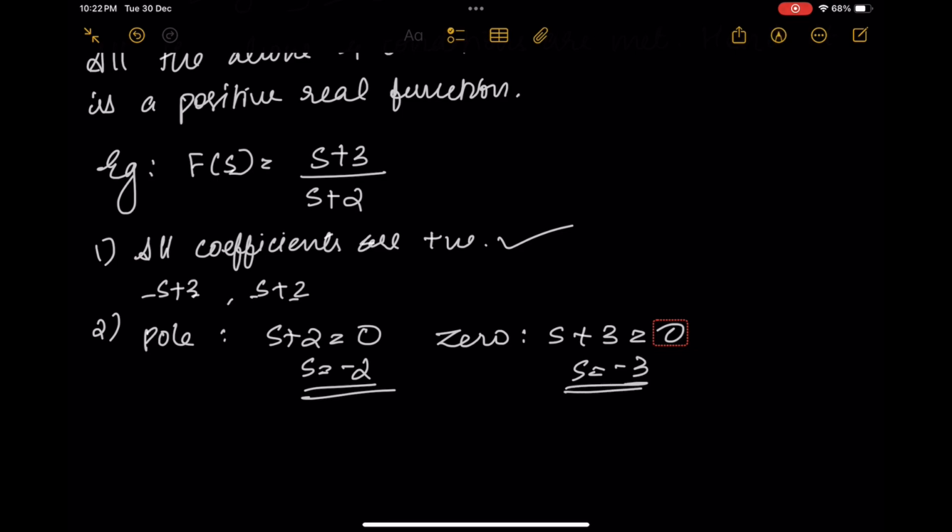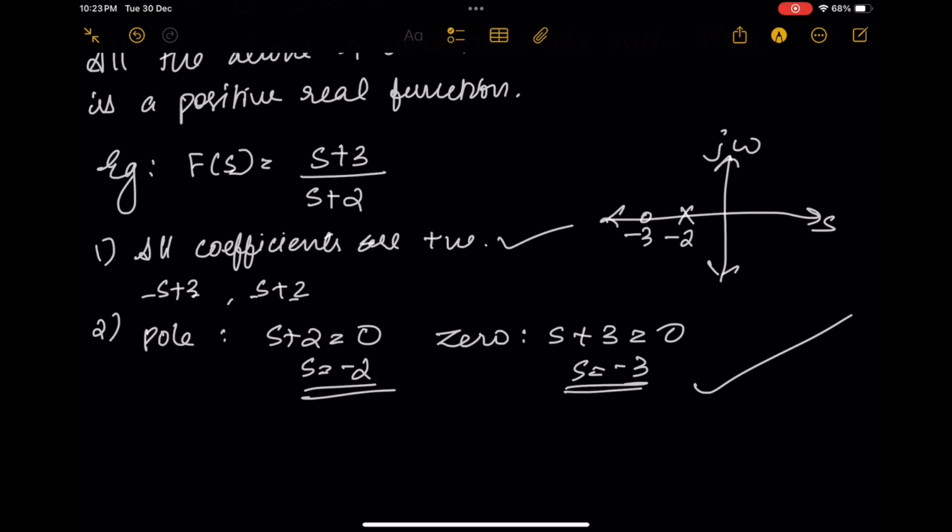On plotting this on the s plane, we have s equal to minus 2 and s equal to minus 3. Here the pole is represented by a cross symbol and the zero is represented by a circle. So we have plotted the pole and zero in the S plane, and we have found that the pole and zero lie on the left half of the S plane. So that condition is also satisfied.